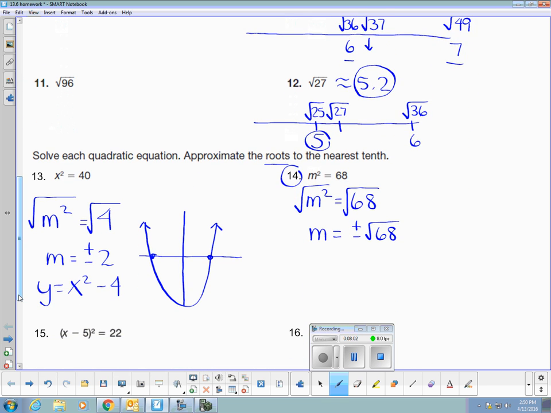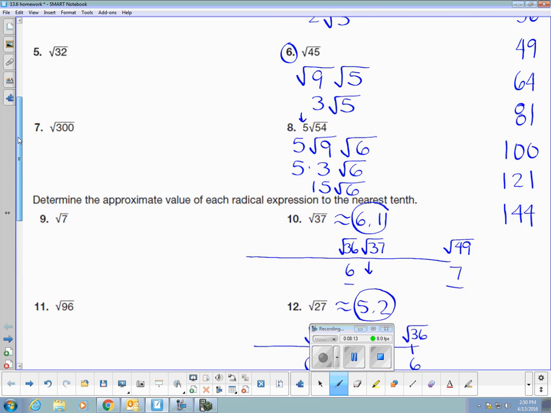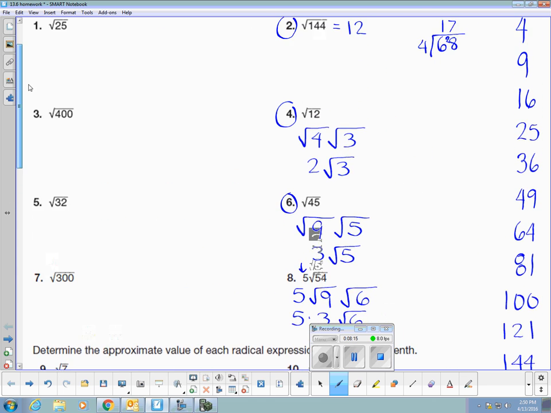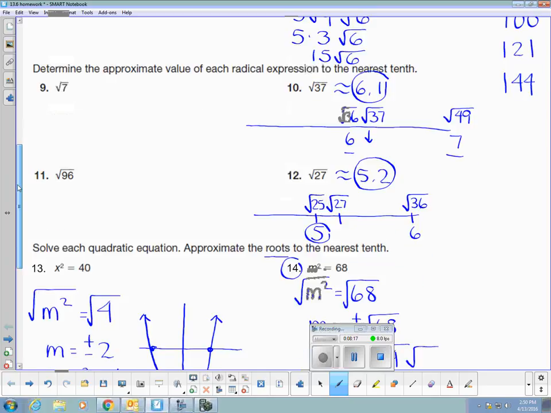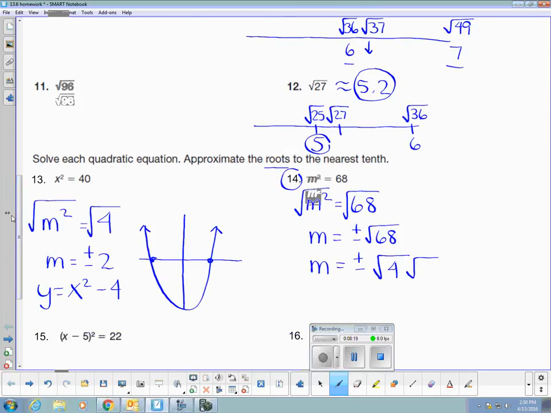So let's go back down here and break down radical 68. Radical 68 can be written as the square root of 4 times the square root of 17. And so m is equal to plus or minus 2 root 17.